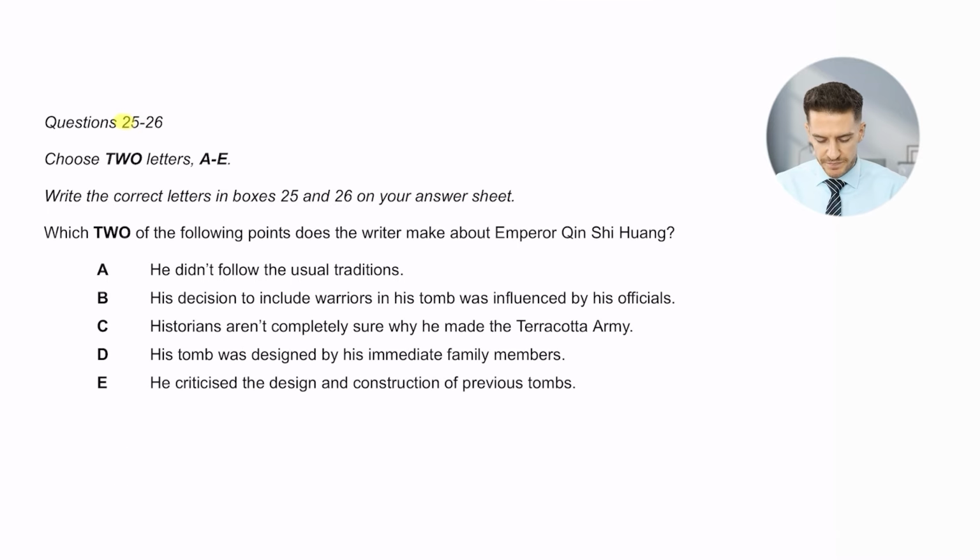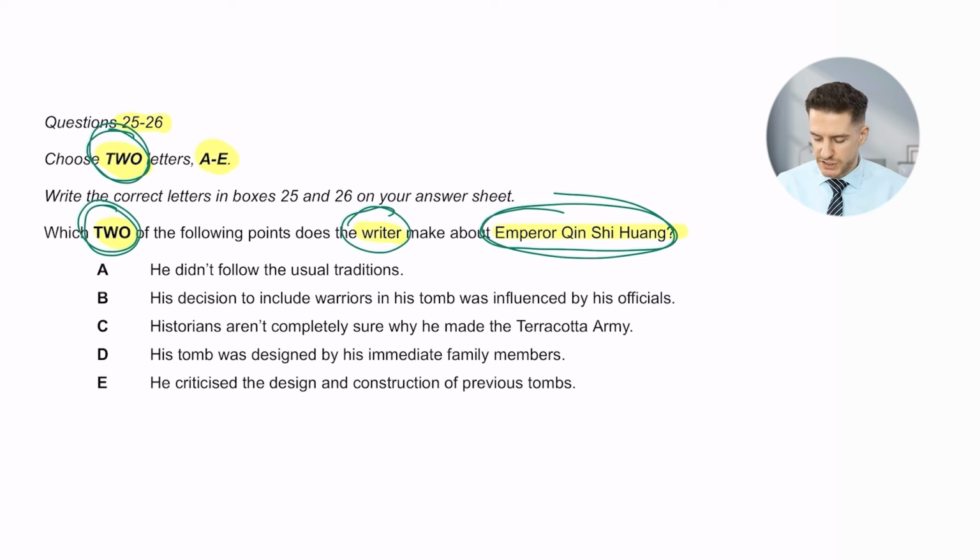Questions, let me change to yellow, 25 to 26. Choose two letters, A to E. Okay, let me circle that one more time. Two letters. Write the correct letters in boxes 25 and 26 on your answer sheet. Which two of the following points does the writer make about Emperor Qin Shi Huang? Okay, three important things. Two, okay, you've got to choose 2 points. Writer, okay, it's about the points that the writer makes. And it's about the emperor, okay, Emperor Qin Shi Huang.